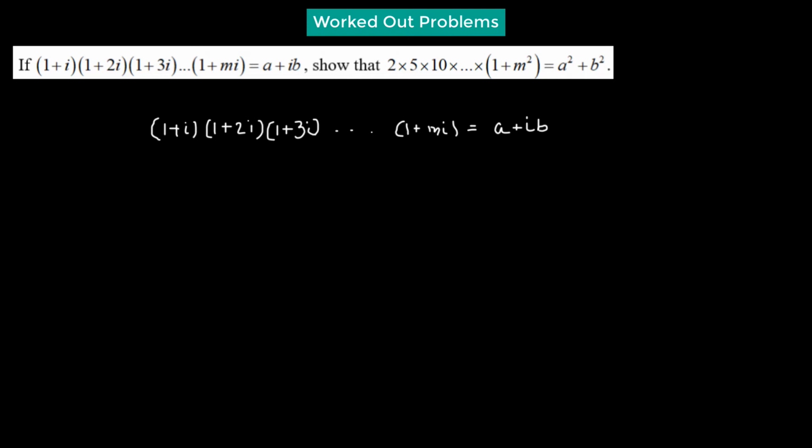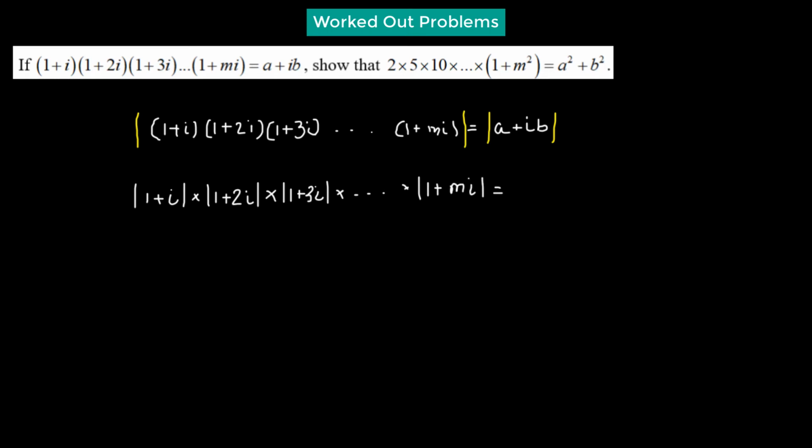So what we do, we take the absolute value on both sides of the given equation. So that would be simply equal to the absolute value of 1 plus i, multiplied by the absolute value of 1 plus 2i multiplied by the absolute value of 1 plus 3i all the way up to the absolute value of 1 plus m times i, which is equal to the absolute value of a plus ib.